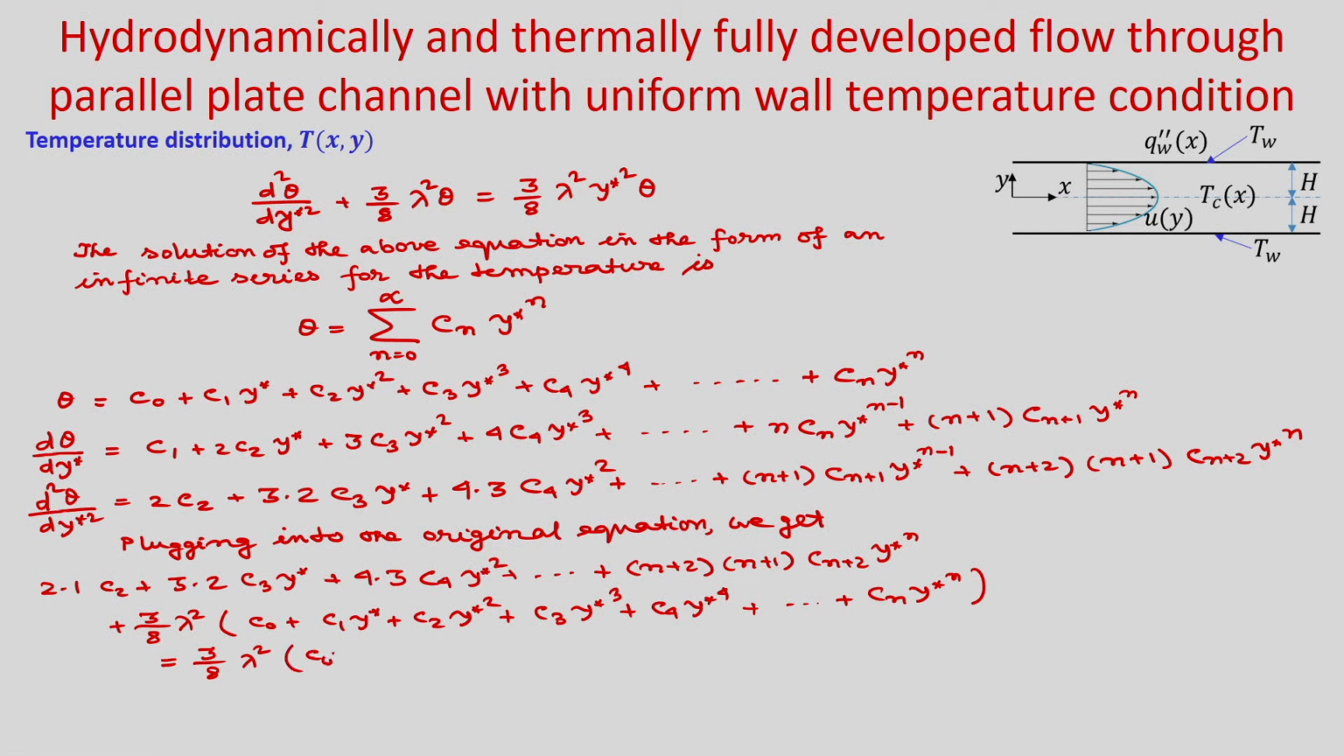So, you will get C naught y star square plus C 1 y star cube plus C 2 y star 4 plus C 3 y star 5 plus C 4 y star 6, and so on, C n minus 2 y star n plus C n minus 1 y star n plus 1 and C n y star n plus 2. Okay. So, this is the right hand side.